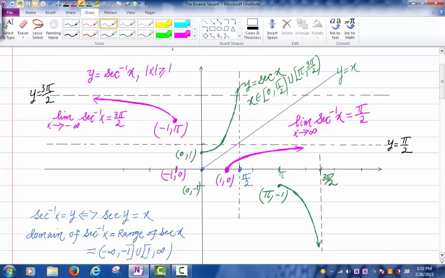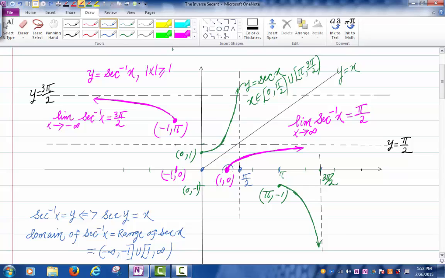And then what did I do? Well, notice that the graph of secant between 0 and pi over 2 has a vertical asymptote at pi over 2. Because it has a vertical asymptote at pi over 2, that means that the inverse will have a horizontal asymptote at pi over 2. So I have the horizontal asymptote at pi over 2. Right? Everybody's clear? So I drew the horizontal asymptote at pi over 2.